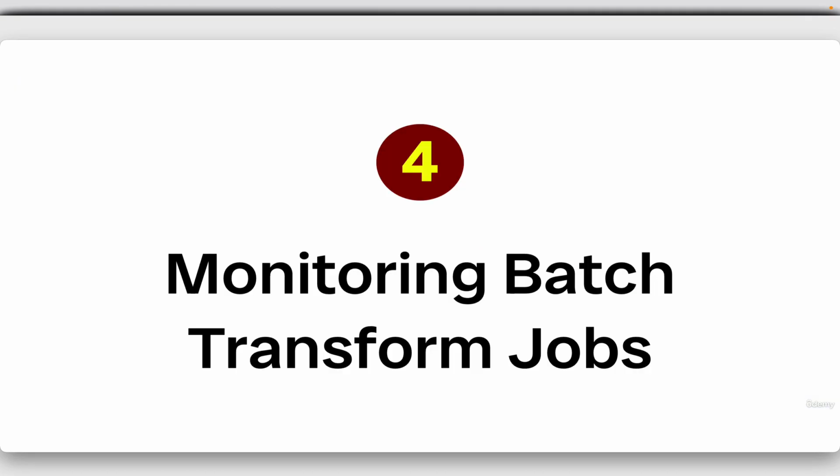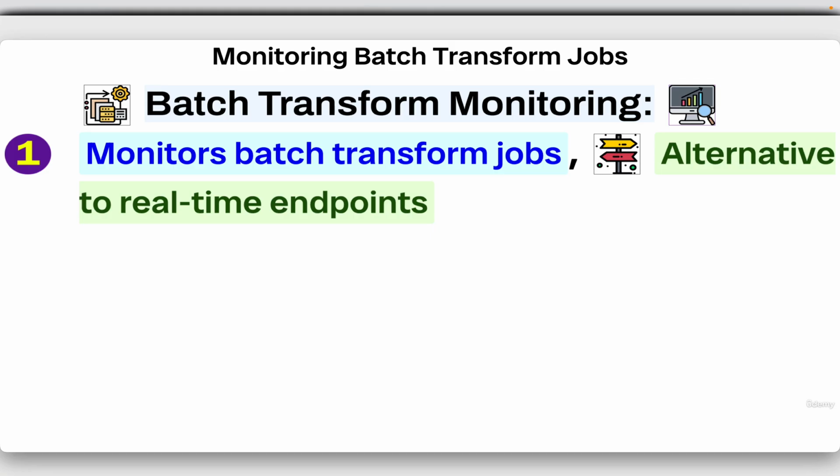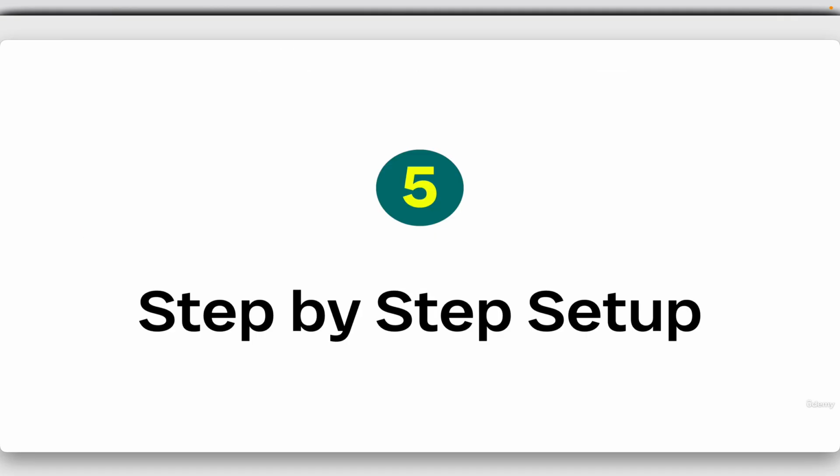Next topic is monitoring batch transform jobs. So, model monitor can be used to monitor batch transform jobs as an alternative to monitoring real time endpoints. Instead of receiving requests to an endpoint and tracking predictions, model monitor monitors inference inputs and outputs for batch transform jobs.